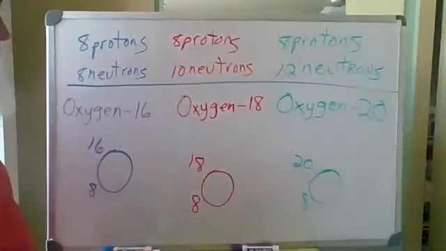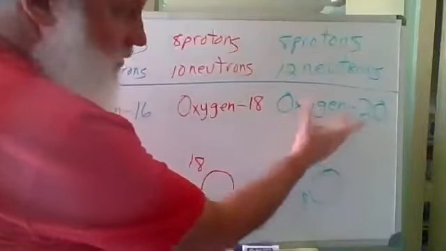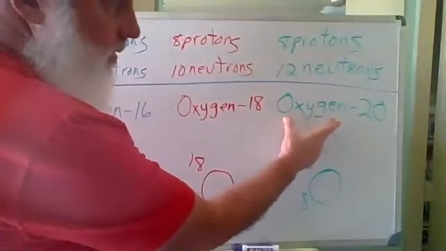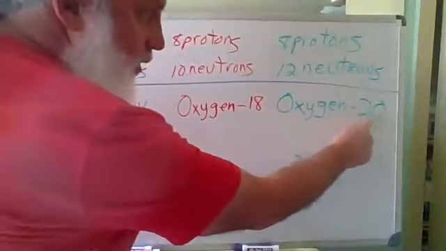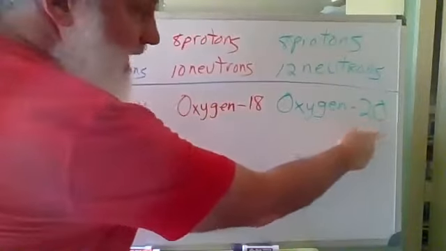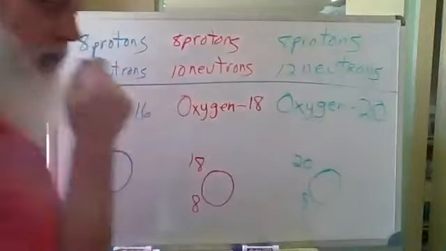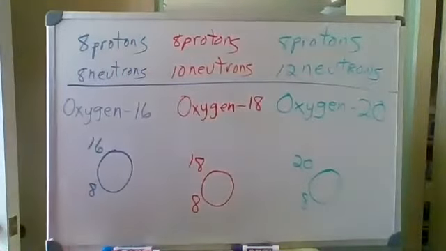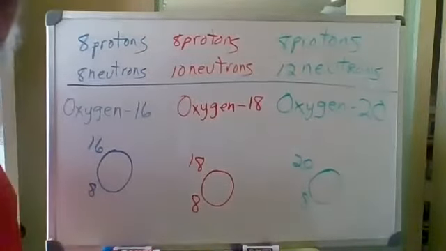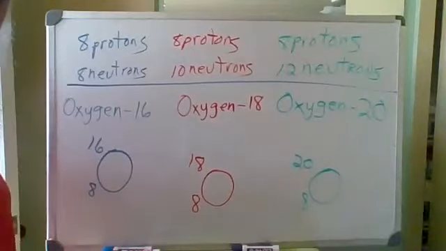Oxygen 20. Again, it's oxygen, so I know there's 8 protons. This 20 is protons plus neutrons. So out of the 20, I know 8 of them are protons. So the other 12 must be neutrons. Right? We see how we figure that out.